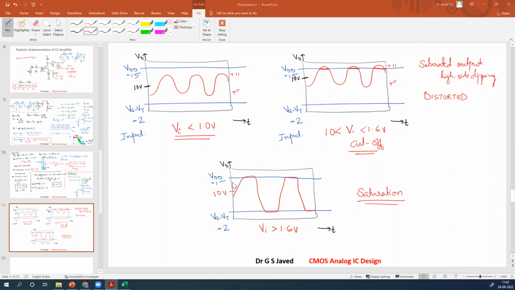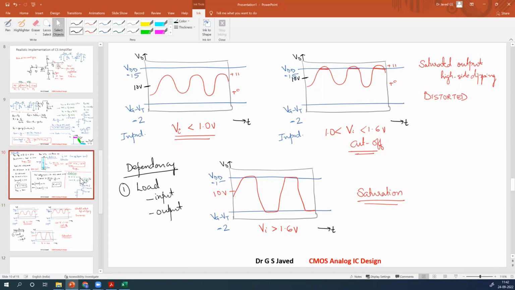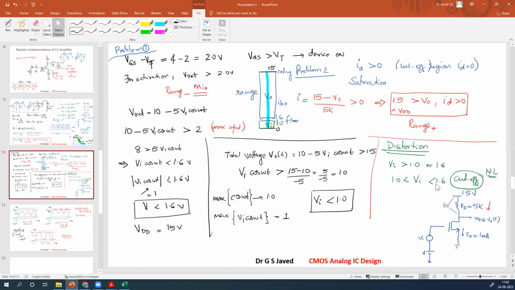Now this is again dependent on two items. So there is dependency. Let's talk about the dependency. I'm introducing variables slowly. What is the dependency? The first dependency that you will see is load. Okay. Now, where all can the load come? Load can come on the input. Load can come on the output. So this is called input and output loading. So how does this load get affected? Let us bring back this graph.